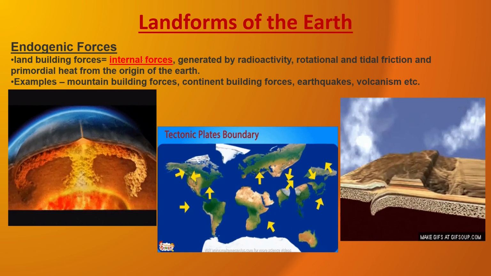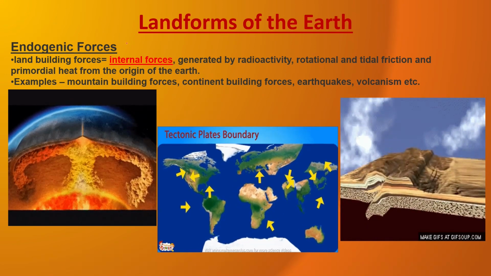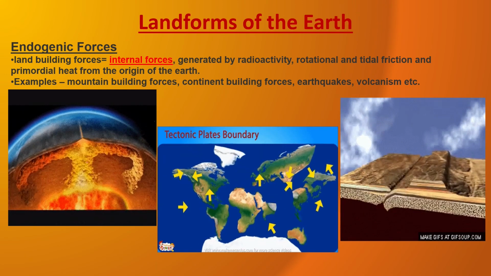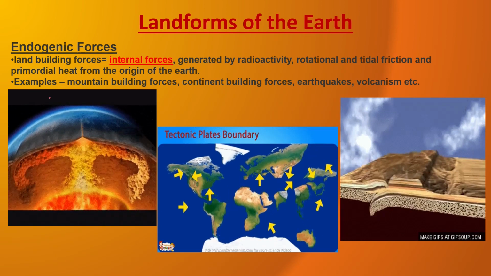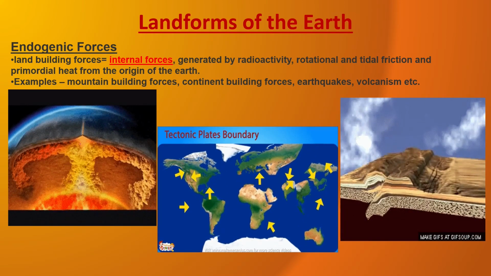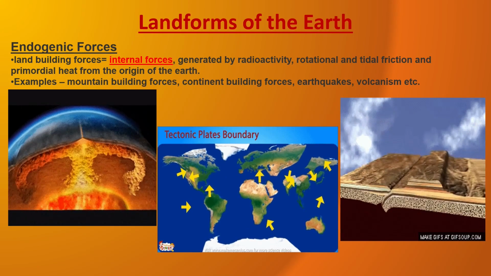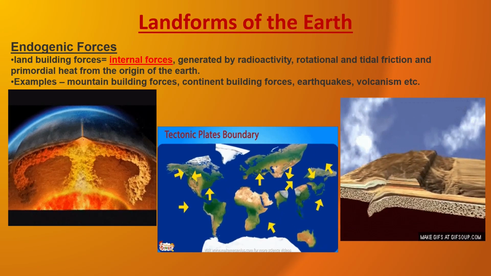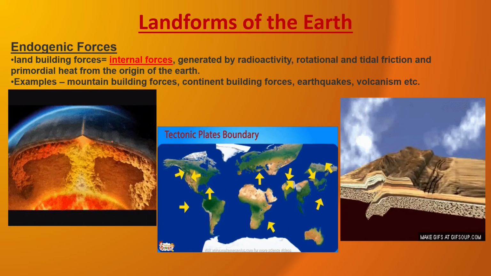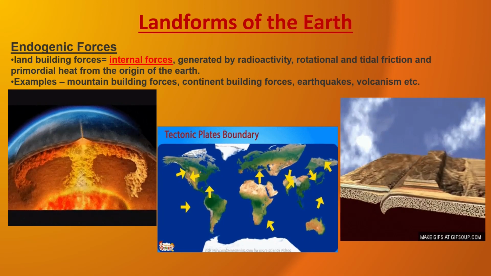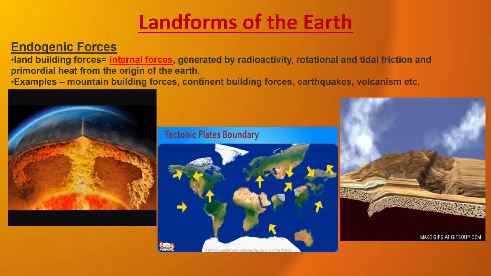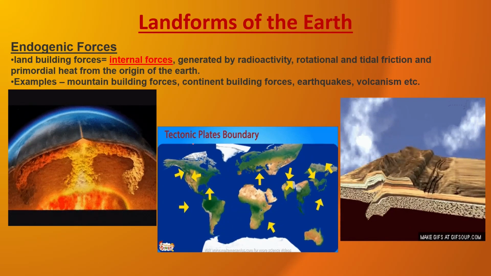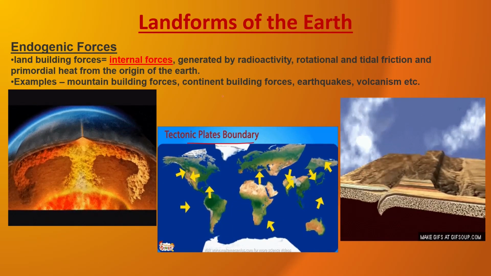Now, landforms of the Earth's endogenic forces. Those are the internal forces, land building forces. Because of this convection current, as I have told you, the crust is either moving away from each other or coming nearer to each other. And that's why the tectonic plate boundary is formed.